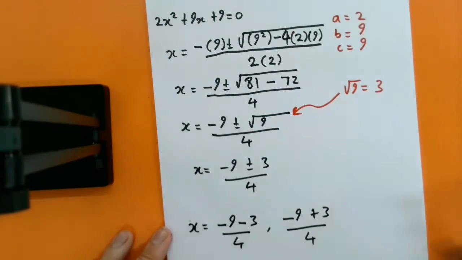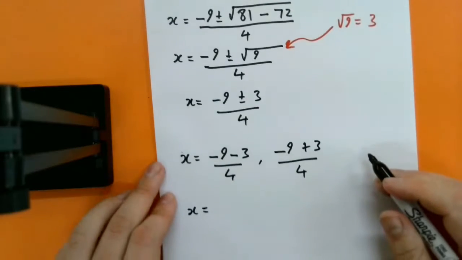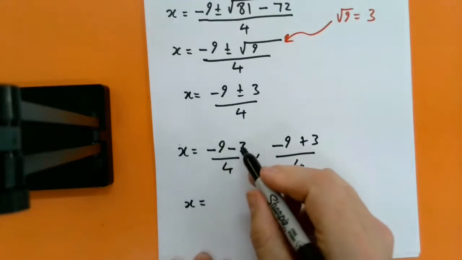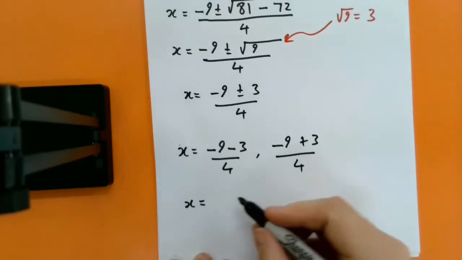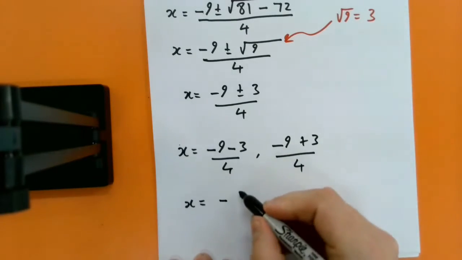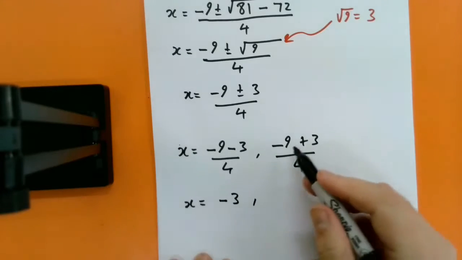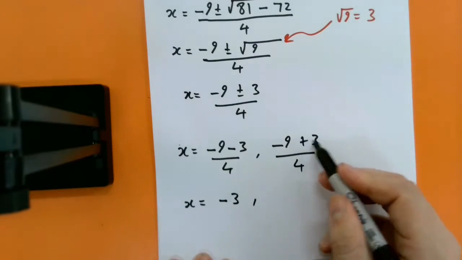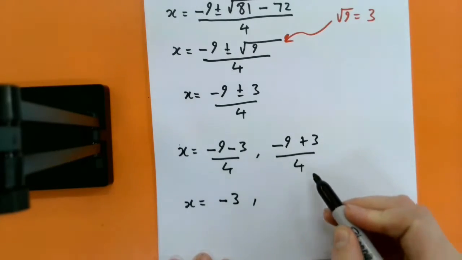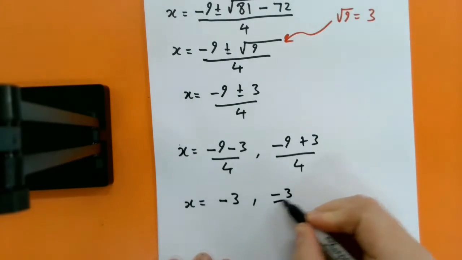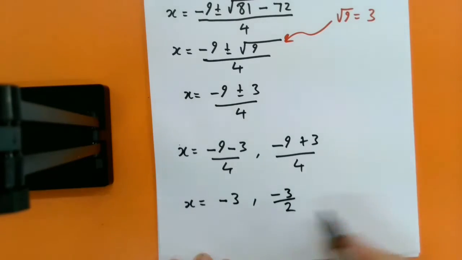So x is then going to be equal to, let's come up so you can see what we're doing, minus 9 minus 3 is 12. 12 over 4, negative 12 over 4 will be negative 3. Just be careful with our negatives. Minus 9 plus 3 will be 6, and negative 6 over 4 is equal to minus 3 over 2 after we simplify our fractions.